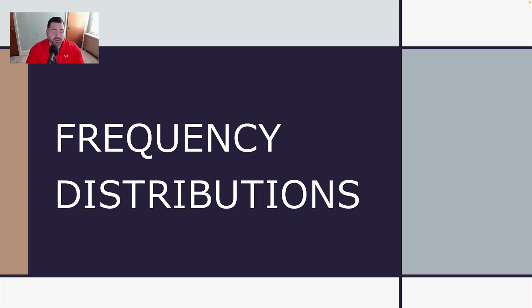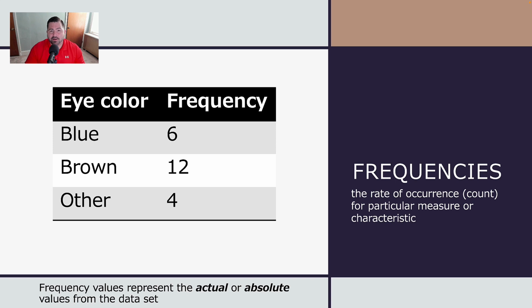Okay, in this first video, we're going to get into what's known as frequency distributions. So when we talk about frequency distributions, we first have to know what frequencies are. And as you can see from the slide, frequencies represent the rate or the occurrence or the count or how many of a particular measure exist for a characteristic in our data set.